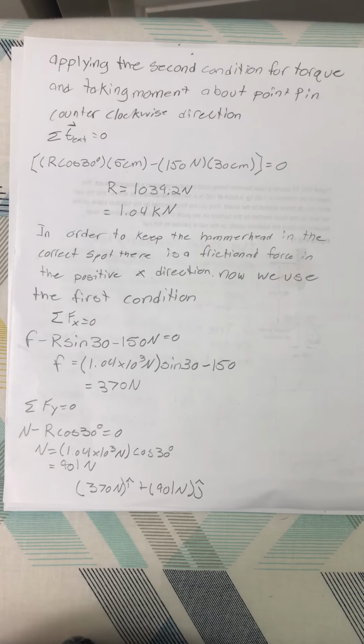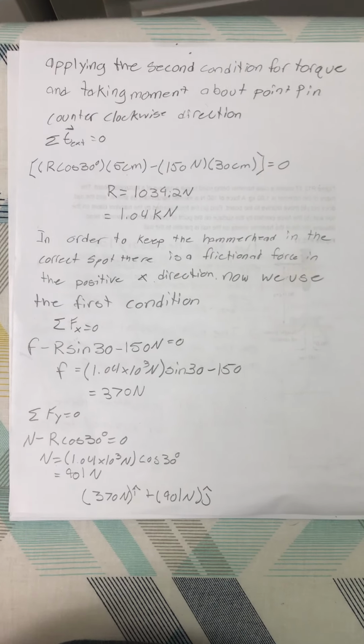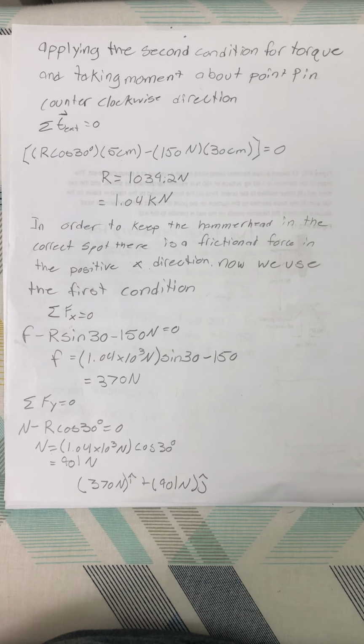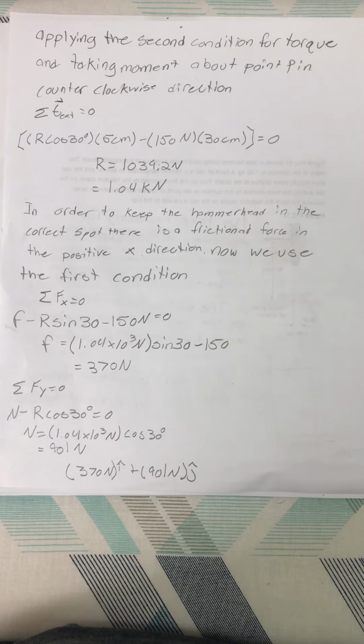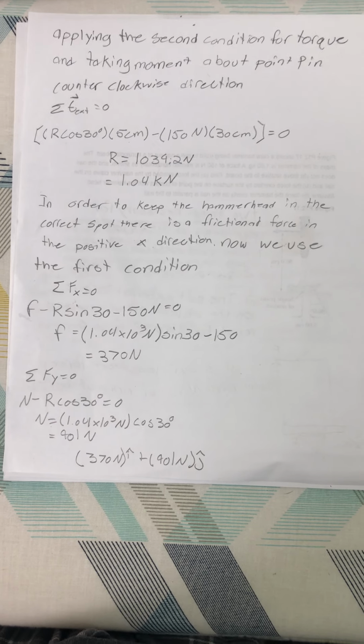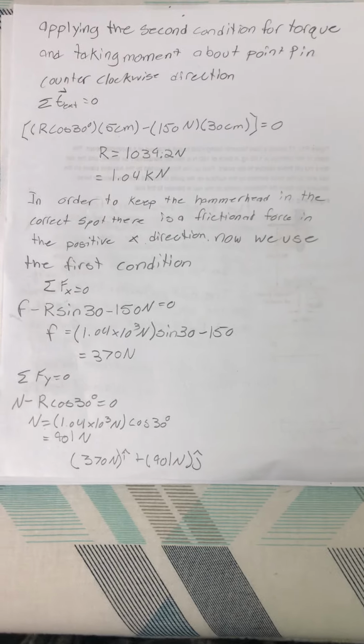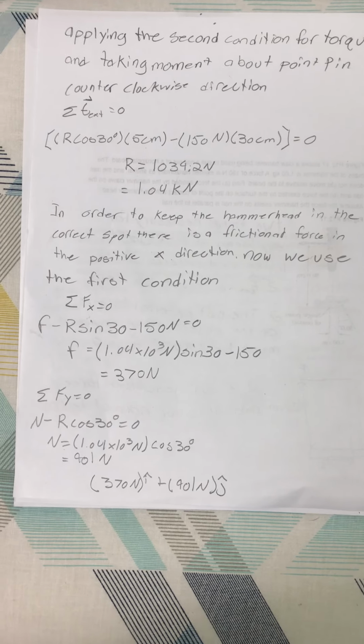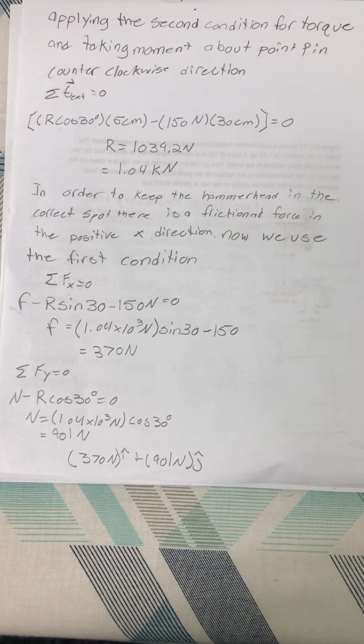And then in order to keep the hammerhead in the correct spot, there's a frictional force in the positive x direction. Now we use the first condition. We get F minus R sine 30 minus 150 newtons, and our F is going to be equal to 370 newtons.